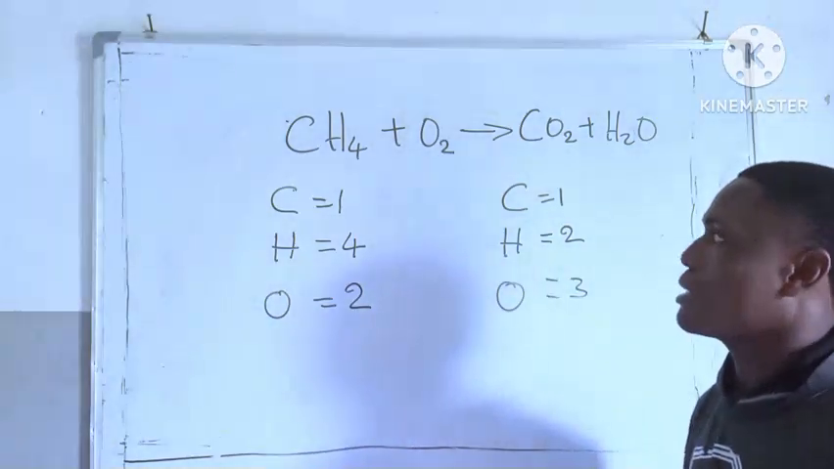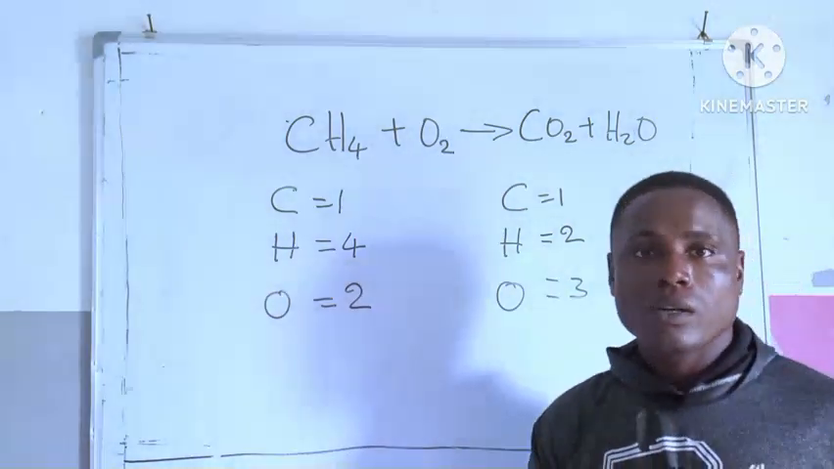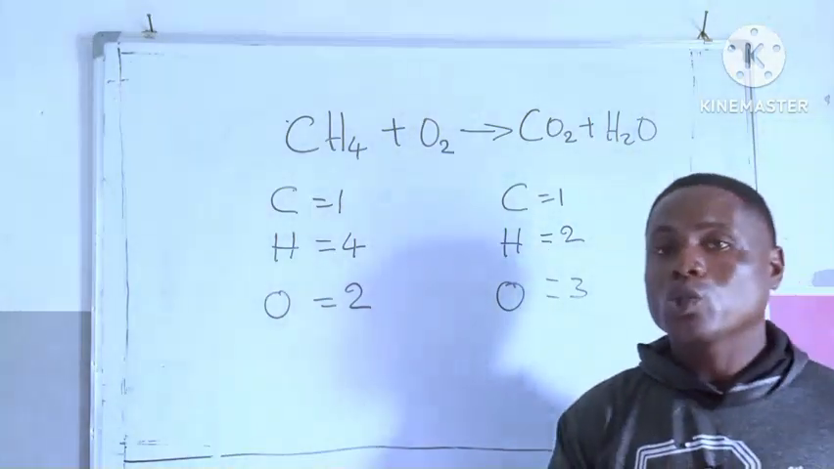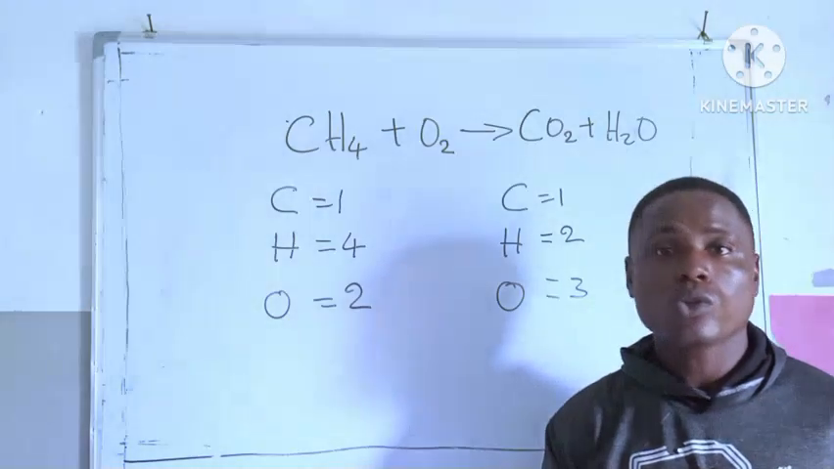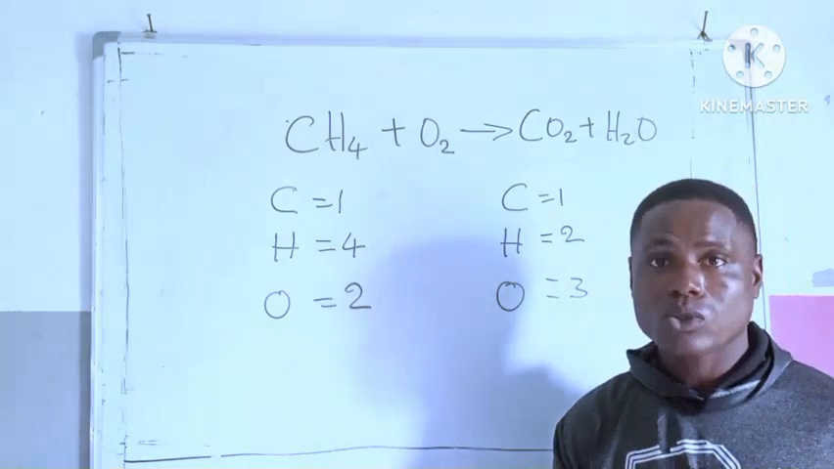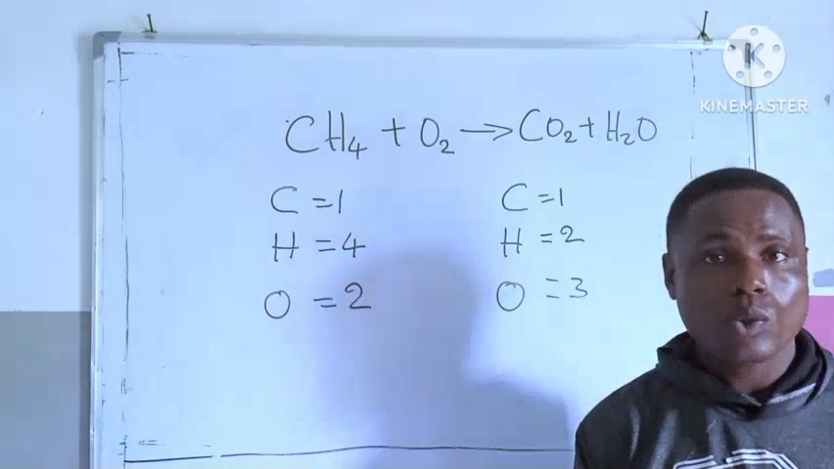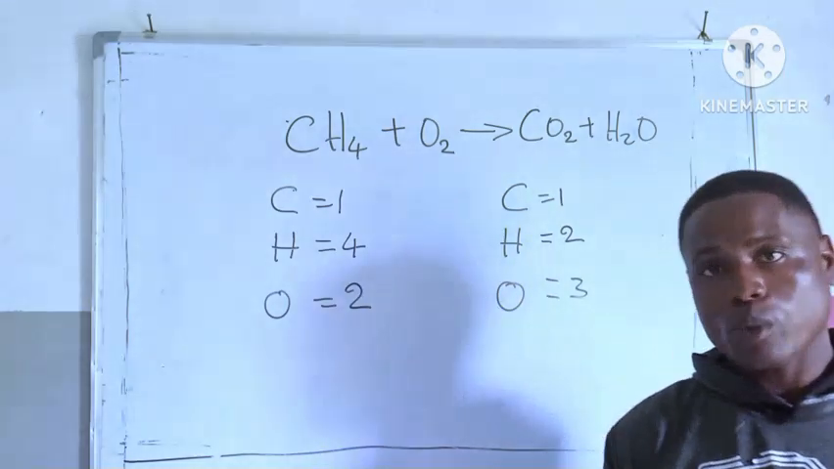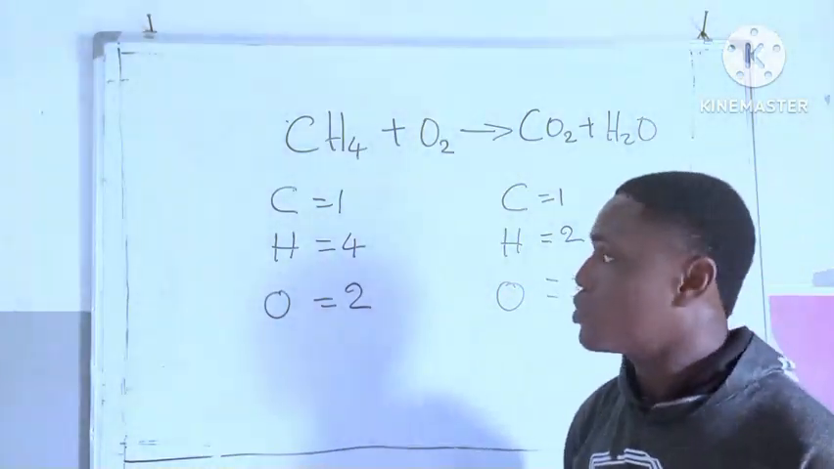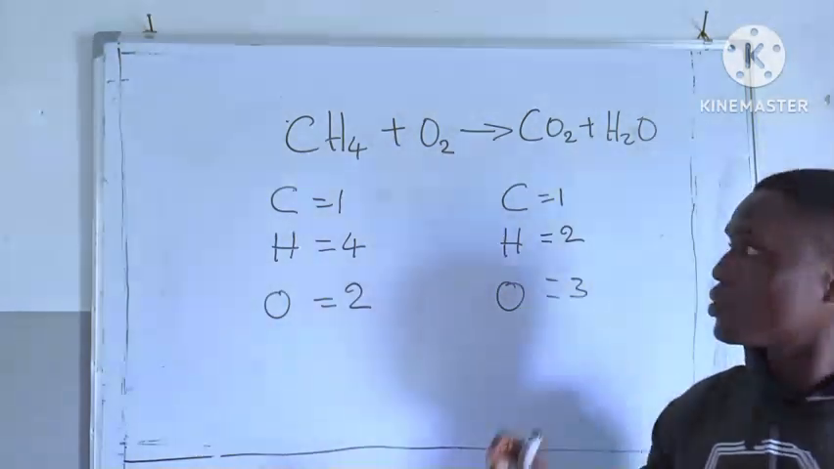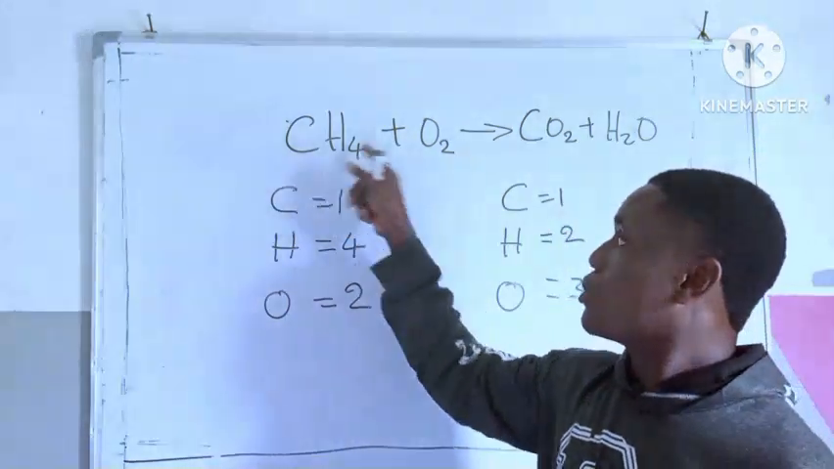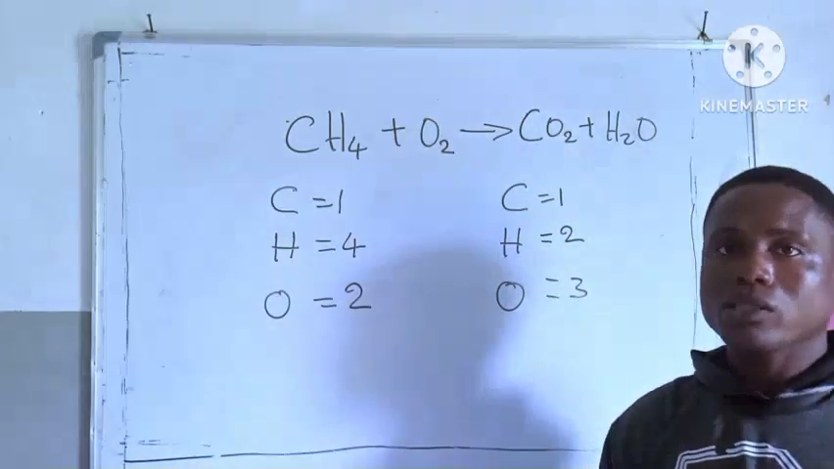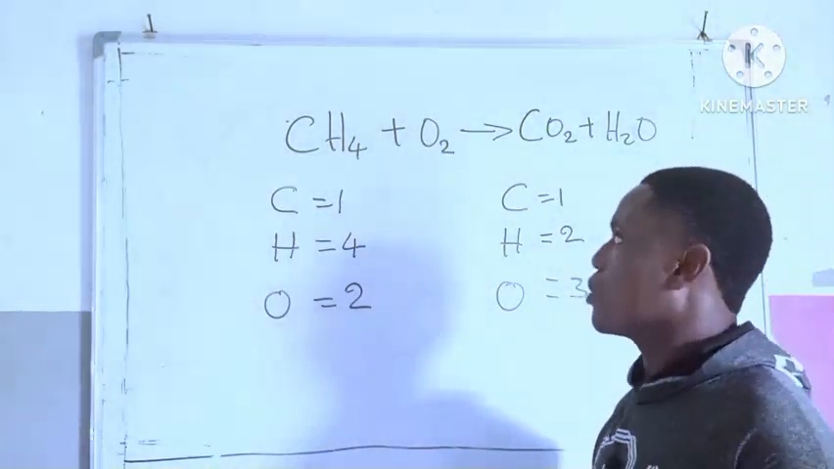Because I've told you guys before, I said only the coefficient can be changed when balancing a chemical equation, not the given atoms or the given subscript or the down numbers. The down numbers is still called subscript or the atoms. Are you getting it? So those ones you cannot change them. You only change the coefficient, those numbers at the back of each given element or given compound.